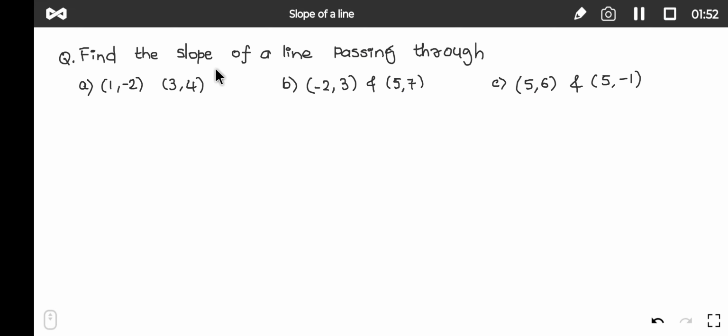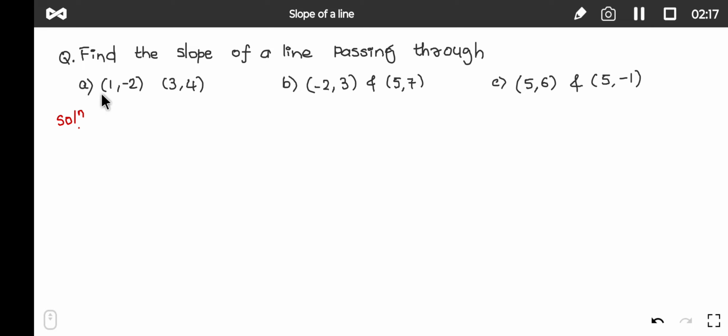So the question is, find the slope of a line passing through the points. First question is 1 comma minus 2 and 3 comma 4. Second, minus 2 comma 3 and 5 comma 7, and this is the third question. So we have three questions. In all the questions we have to find the slope when the line is passing through these points. So let's solve the first question.